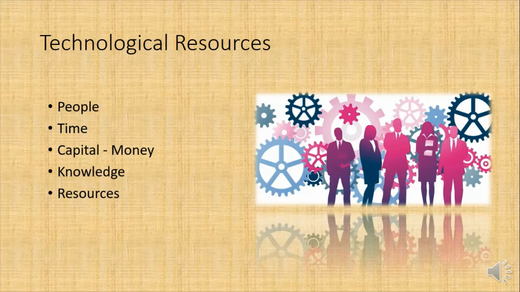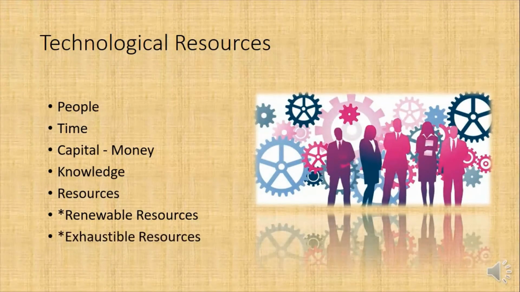Capital is also considered money. Our knowledge, so our understanding to be able to create things, and our resources, those things that we use, so tools, wood, fire, sand. We'd have to have those resources. And we kind of broke the resources into two main parts. There are renewable resources and exhaustible, or non-renewable, resources.